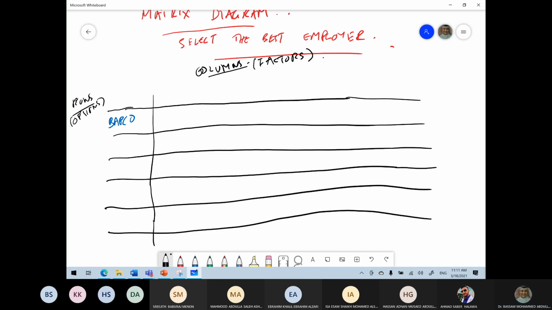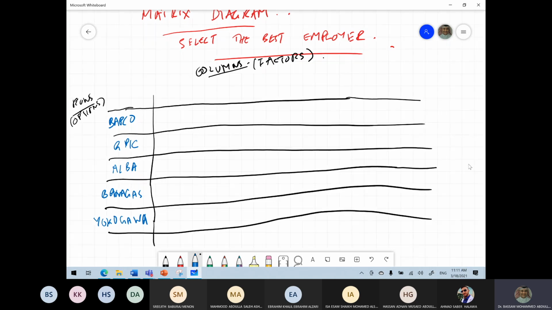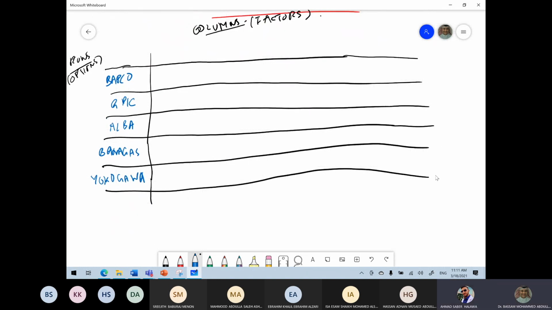I'm going to put options here. I want to join Bobco. I want to join GPIC. I have another offer from GPIC. I have a third offer from Alba. I have a fourth offer from Benegas. And I have a fifth offer from Yokogawa. I don't know if you want more than that. Do you have another place you want me to mention here? This is good enough? Okay.